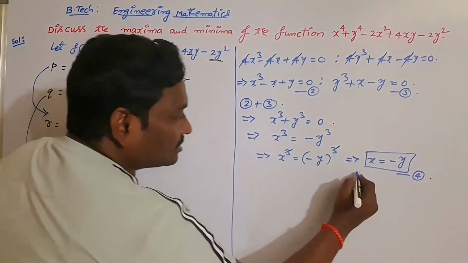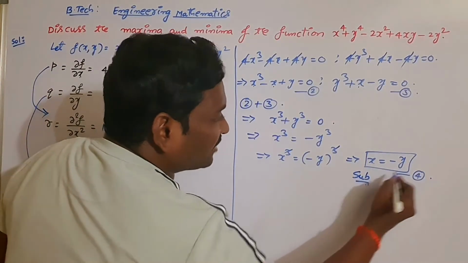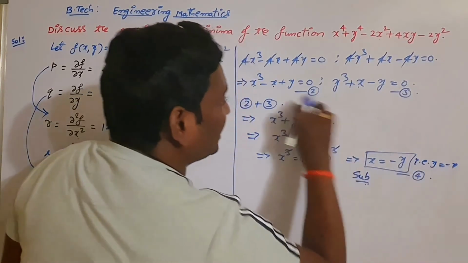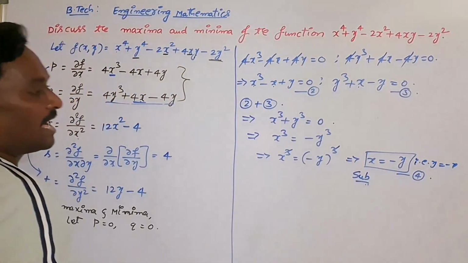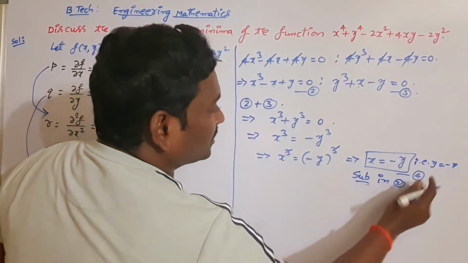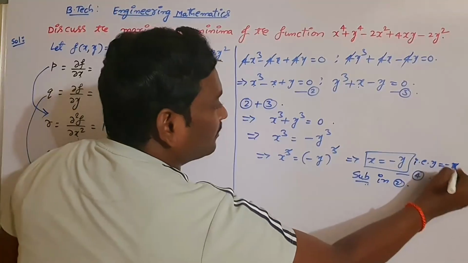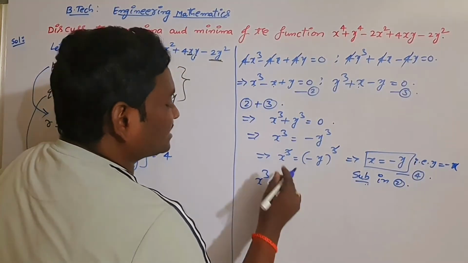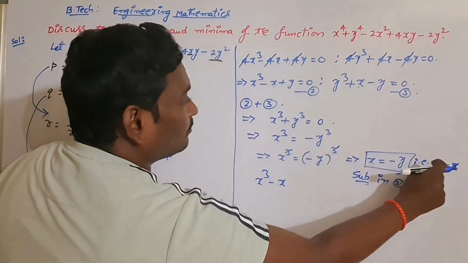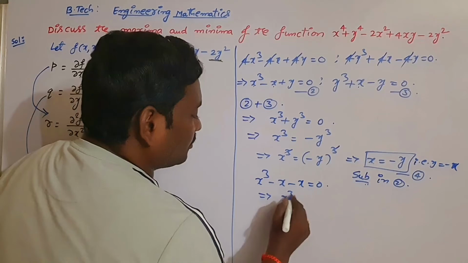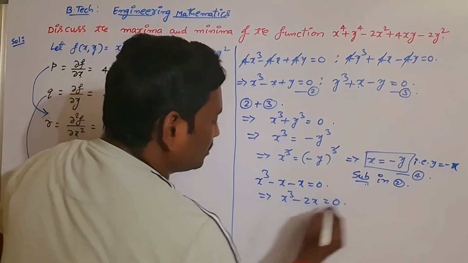So substitute this x is equal to minus y, otherwise y is equal to minus x, in either of the equations 2 and 3. I am substituting in equation number 2, replacing y with minus x. So x cube minus x, y means minus x, so plus into minus minus x. So x cube minus 2x is equal to 0.